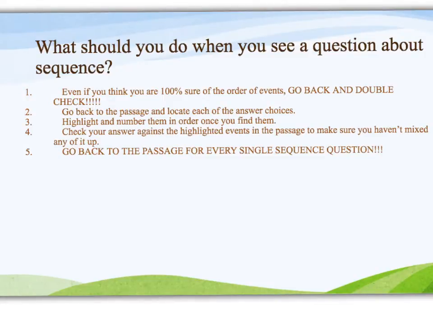What should you do when you see a question about sequence on your SOL test? Even if you think you're 100% sure of the order of events, go back and double check. Go back to the passage and locate each of the answer choices. Highlight and number them in order once you find them. Check your answer against the highlighted events in the passage to make sure you haven't mixed any of it up.